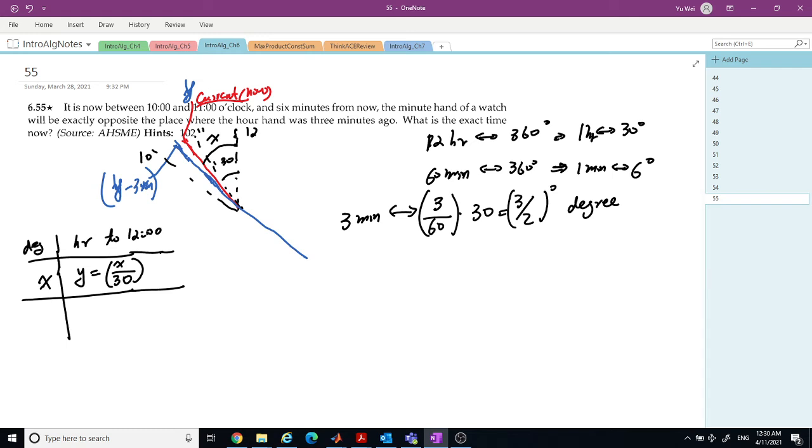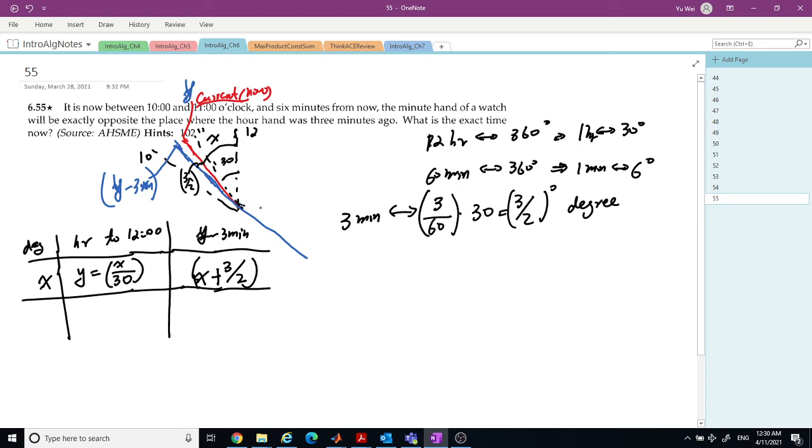Then 3 minutes ago, it is Y minus 3 minutes ago. 3 minutes ago, it is the X degrees plus 3 over 2 degrees. I'm sorry, plus, not minus.